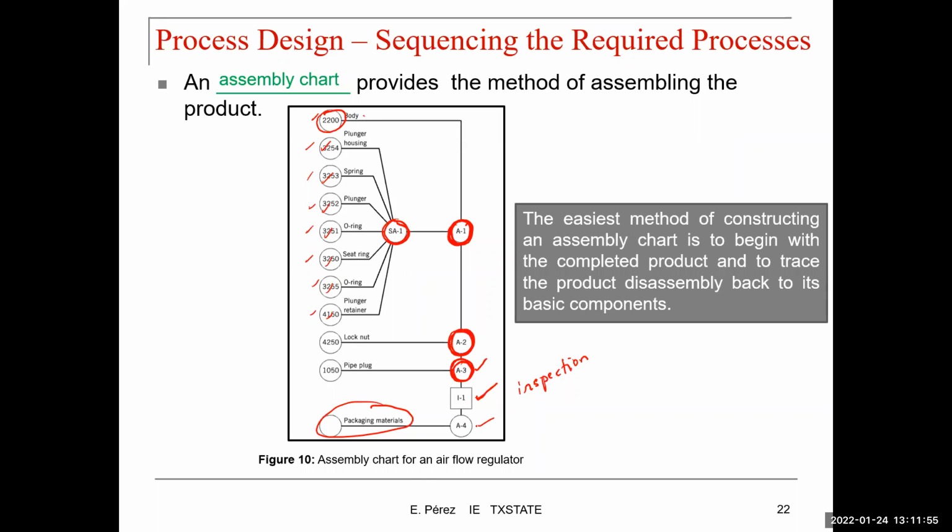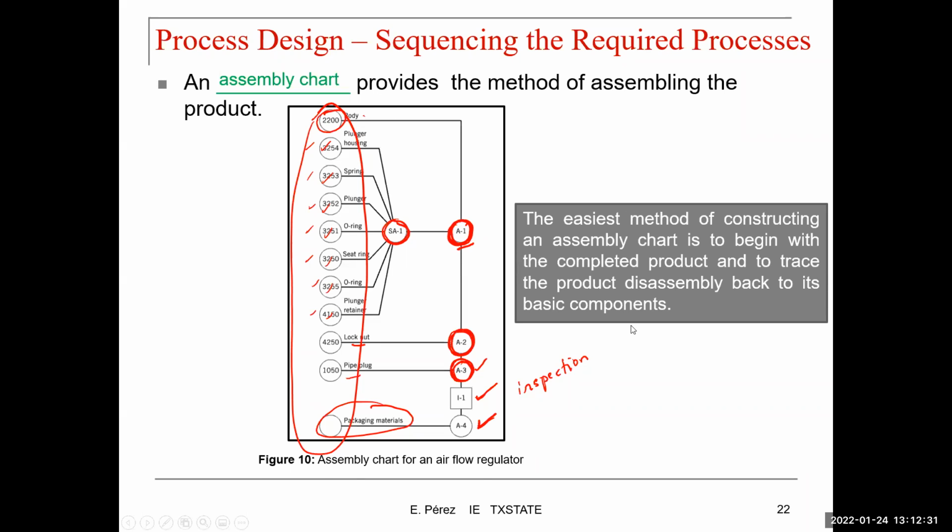In this case, that will be this final assembly, and to trace the product disassembly back to its basic components. Okay, so before you got into this, you did an inspection, and before you did the inspection, you assembled this pipe plug, and before you assembled that pipe plug, you assembled this assembly, and then you continue going back until you get to this point. Wait, where does it start again?